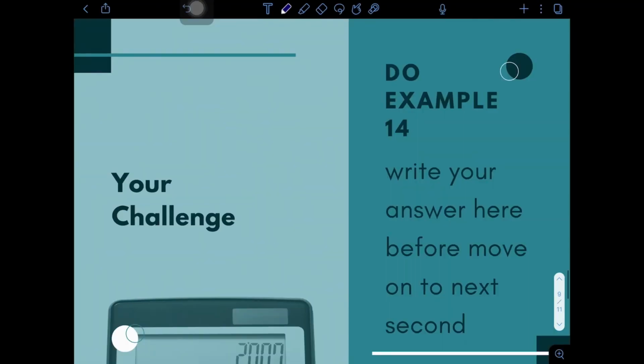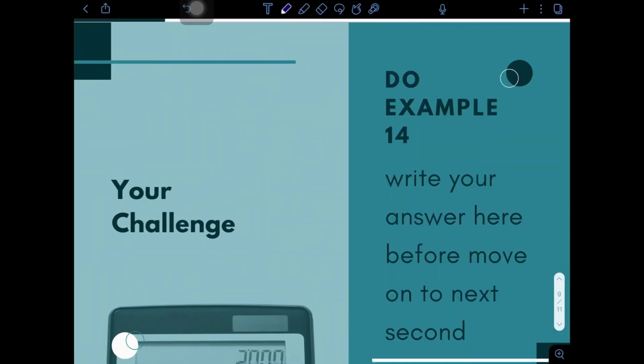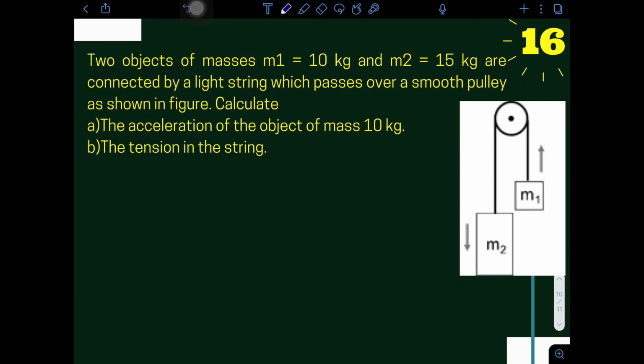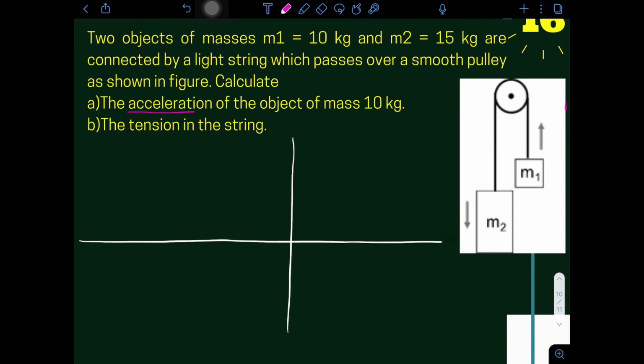Do example 14 and write your answer here before you move on to the next section of the video. Good luck! Last example: two objects of masses M1 10 kg and M2 15 kg are connected by a light string which passes over a smooth pulley as shown in the figure. So we want to calculate the acceleration of the object of mass 10 kg. That means we want to find the acceleration of M1 and the tension in the string.